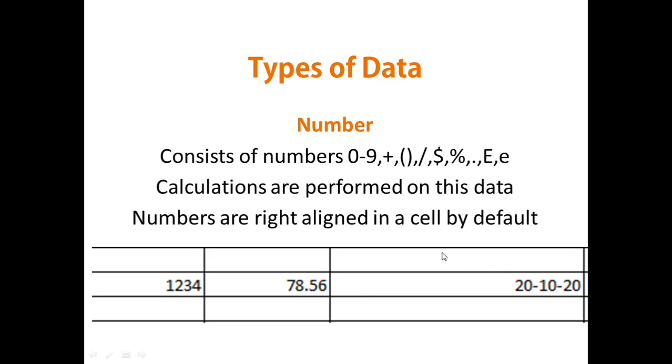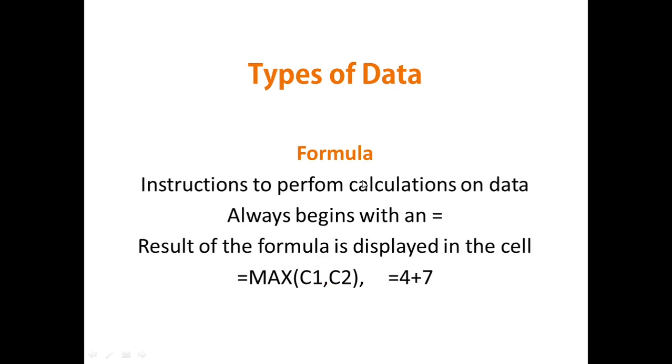And the last type of data that you can use are formulas. Formulas are instructions which perform calculations on data. Remember, formulas always begin with an equal to sign. That's very important. There are certain types of formulas that are predefined in Excel, and those are known as functions. So you can have functions and you can have manual formulas.